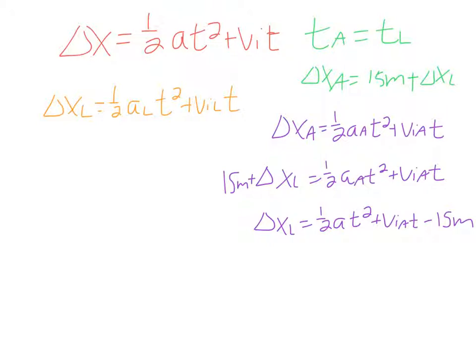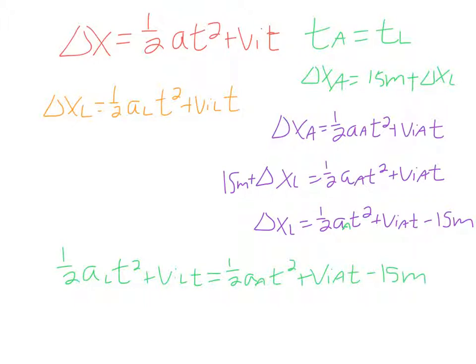However, two equations, two unknowns, I just set them equal to each other since they've already got the XL isolated. So we are setting 1/2 A_L T squared plus V initial L T equal to 1/2 A_A T squared plus V initial A T minus 15 meters. The only unknown in this entire equation is T.